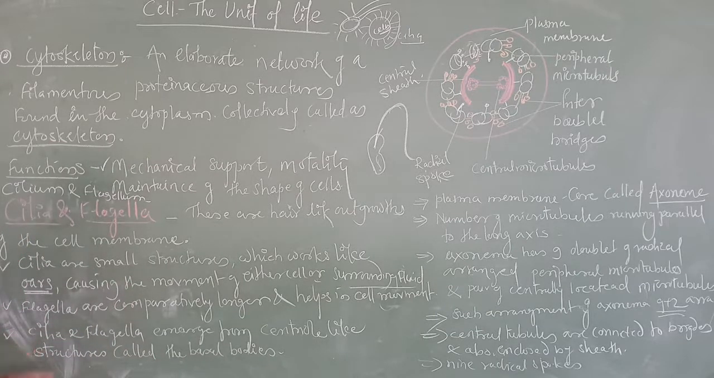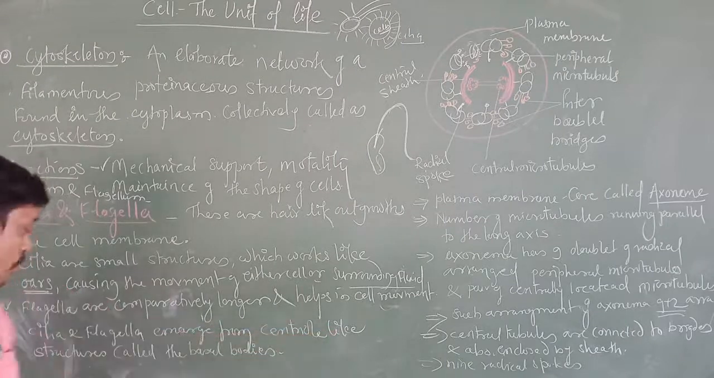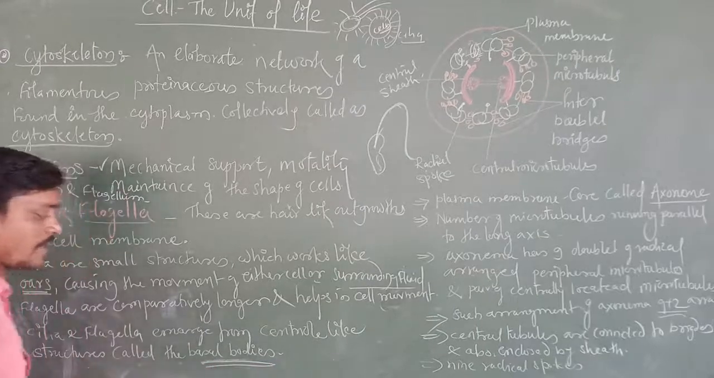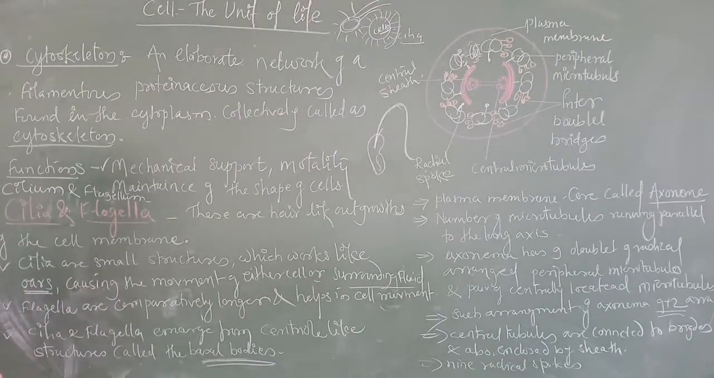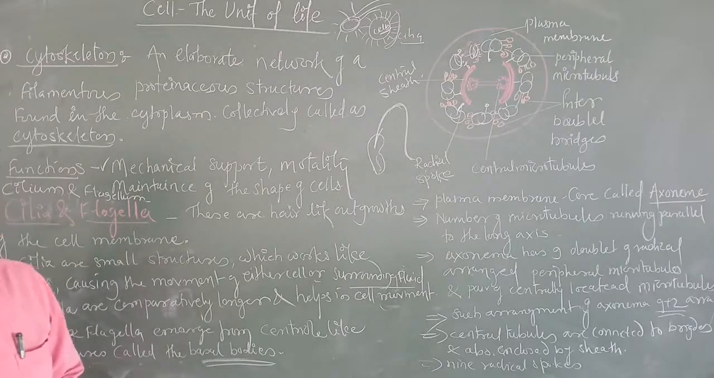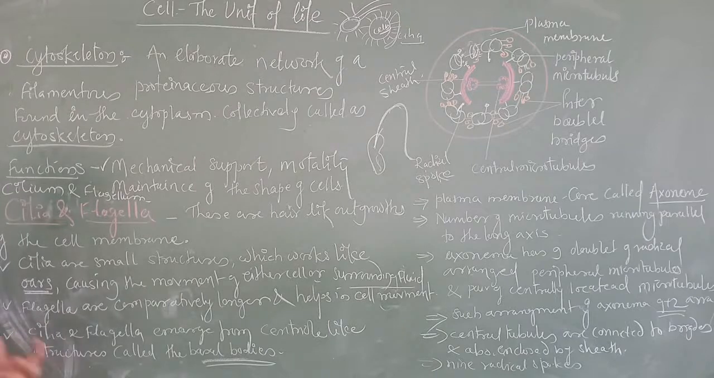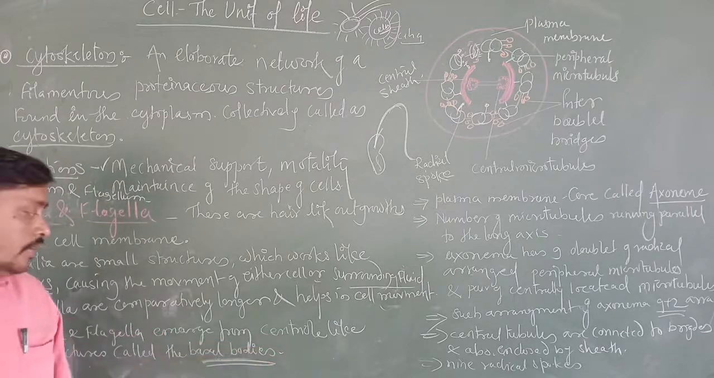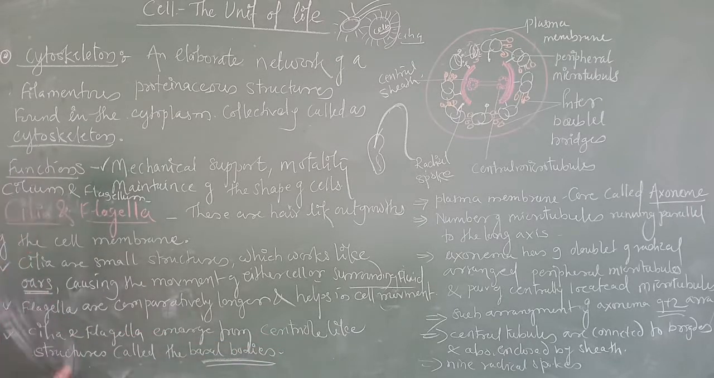The next point is that cilia and flagella emerge from a centriole-like structure called the basal body. This is very important. It is a one mark question that may be asked in your final exam or in NET. Cilia and flagella emerge from the basal bodies, and these basal bodies are centriole-like structures.